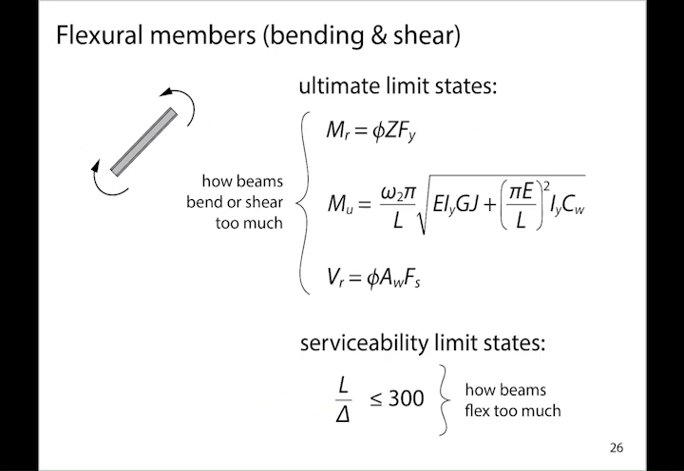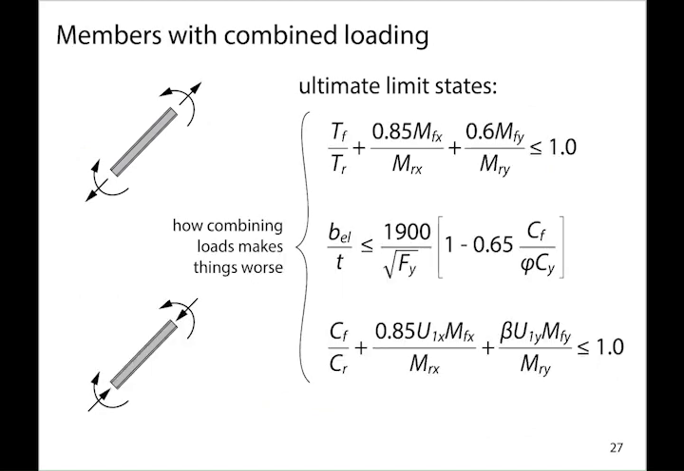When we talk about flexural members, we're going to talk about how beams bend or shear too much. We already know how to draw shear and bending moment diagrams. We need to make sure that the beam has a bending moment capacity that's big enough and a shear capacity that's big enough. We also need to make sure it's not going to bend too much. Bouncy floors. Anyone been to the engineering library? Bouncy, right? You want to prevent that by addressing the serviceability limit states. We want to make sure beams don't flex too much.